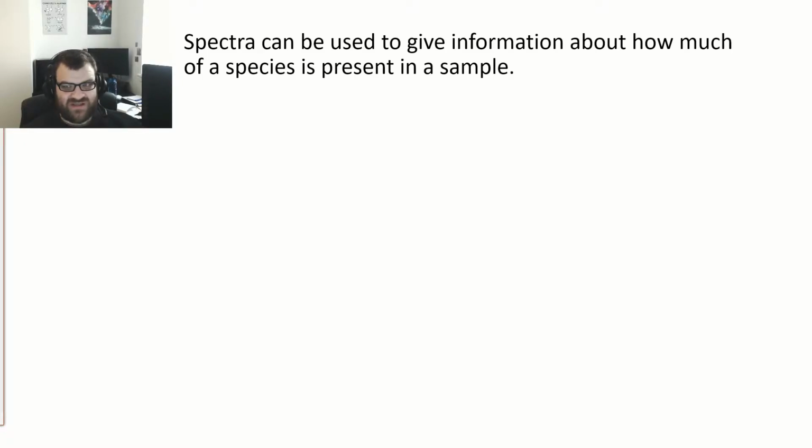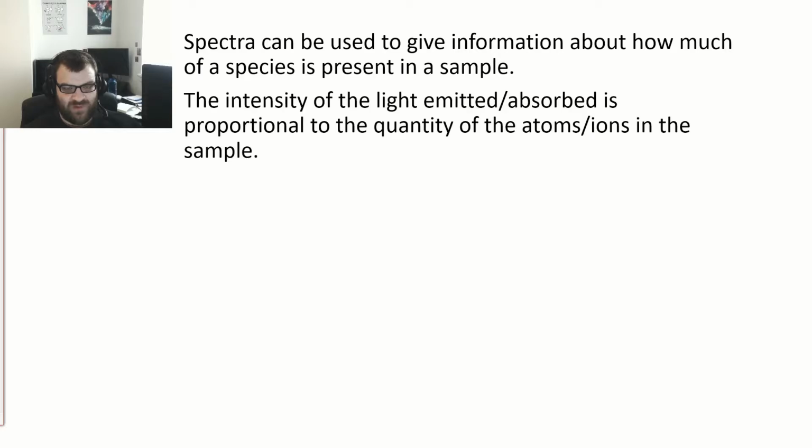We can use the sample to not only tell us which chemicals are in it, but we can actually look at how much of a species is present in the sample. By looking at how much light has been emitted or absorbed, that's going to be proportional to the quantity of the chemical in the sample. So if we have more light being emitted, then we've got more of the substance present in our sample.